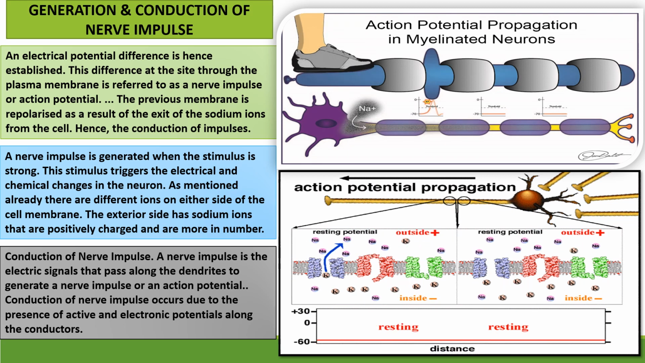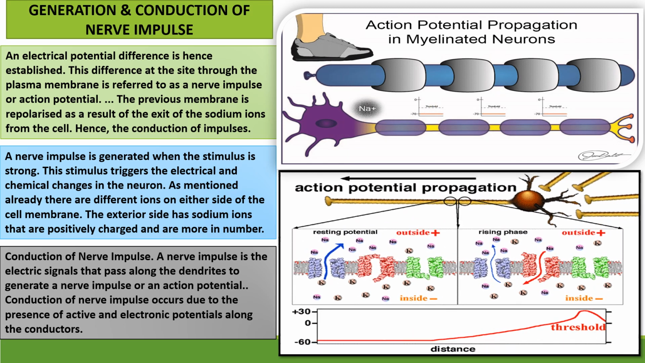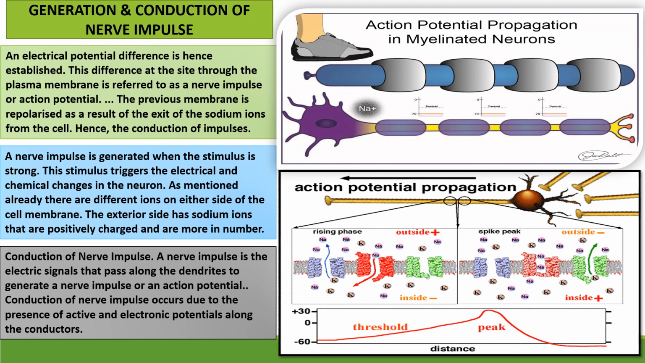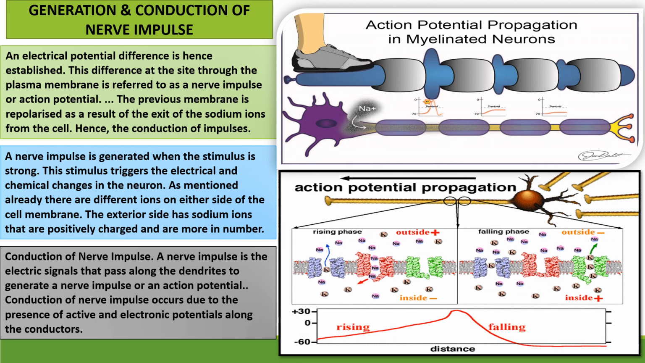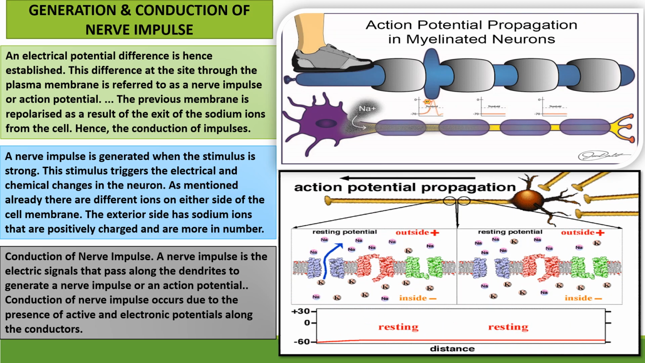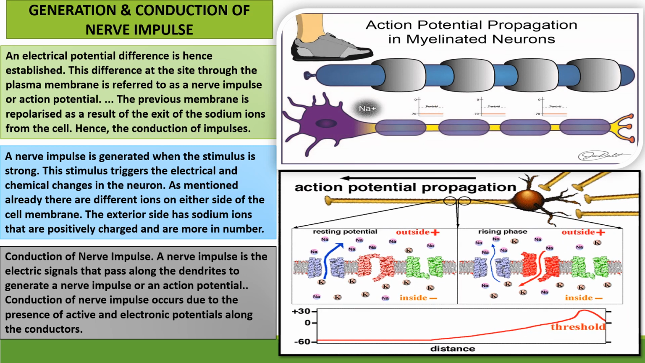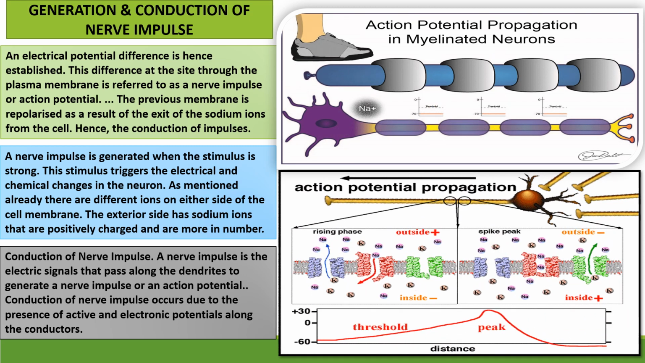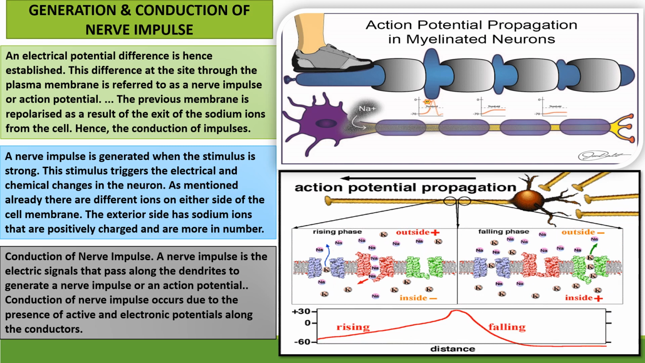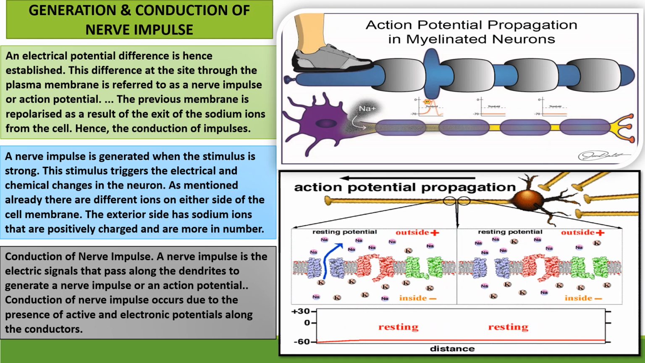Now next, a nerve impulse is generated. This is the generation of nerve impulse. A nerve impulse is generated when the stimulus is strong. This stimulus triggers the electrical and chemical changes in the neuron. As mentioned already, there are different ions on either side of the cell membrane. The exterior side has sodium ions that are positively charged and are more in number.